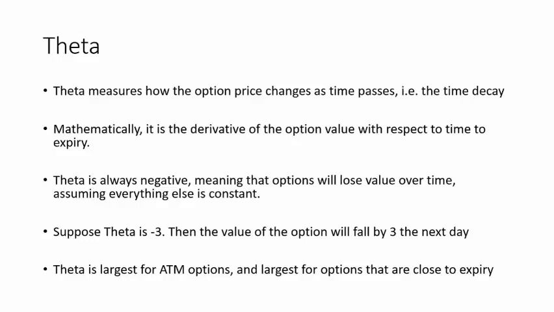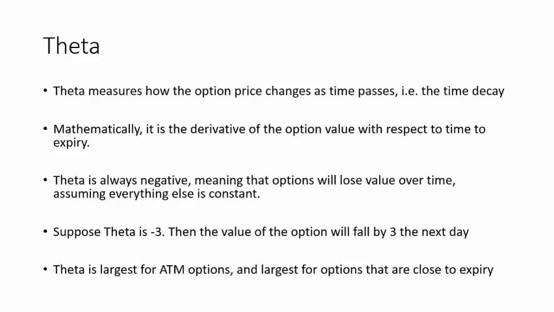So theta is always negative, and this means that the option will lose value over time, assuming everything else is constant. Now this component is quite important, the idea that everything else is constant. What this means is that an option is going to fall in value assuming that nothing else changes. And in particular, it's assuming the underlying stock price does not change. That's very important. So when we talk about option decay, the option decays, but it'll only decay by that theta if nothing else changes.